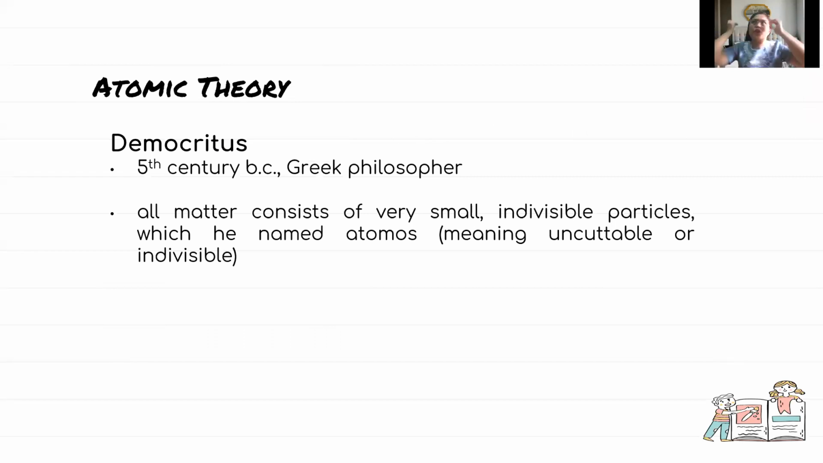So basically, when you say atomic theory, we will be talking about the history of the discovery of atoms. So what do we know about atoms nowadays? This is the start of it. The first name here is Democritus. Again, that's the first name, Democritus. He was a Greek philosopher during the 15th century BC, and he was the one who coined the term atomos. Again, he was the one who first used the word atomos.